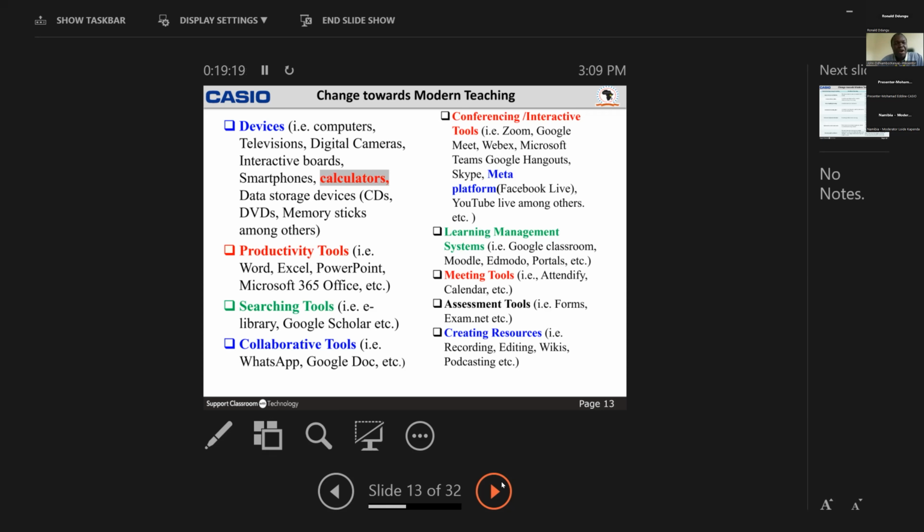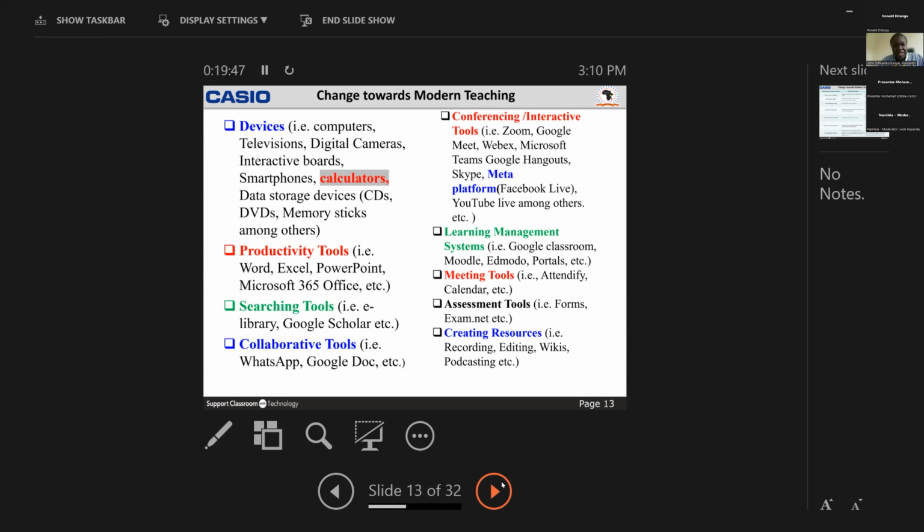We have the e-library, Google Scholar, amongst others. We have collaborative tools, WhatsApp, Google, etc., the ones we use for social media. We have conferencing and interactive tools: Zoom, Google Meet, WebEx, Teams, etc. We have Zoom, which we are using now in this conference. We have learning management systems: Google Classrooms, Moodle, Edmodo, portals, etc.